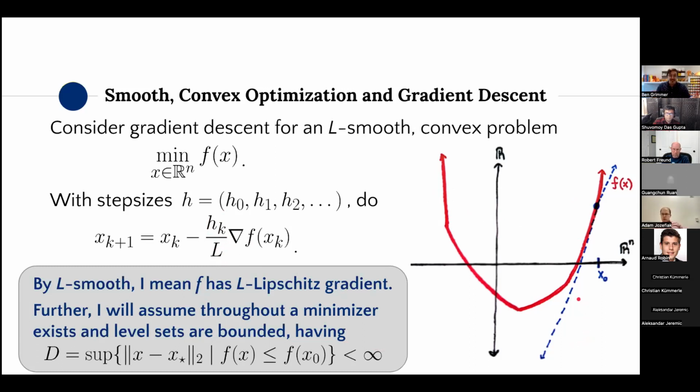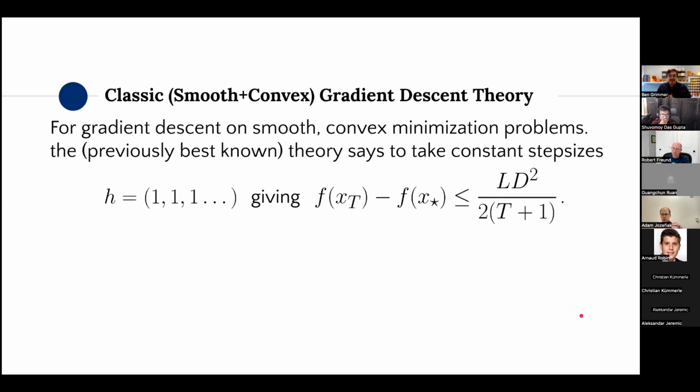So the classic theory is on the conservative side. If you pick your favorite textbook, the best guarantees I could find in them are of the form, always take step size 1. And if you always take step size 1, then your objective gap after t steps will look like LD squared over 2t plus 1.